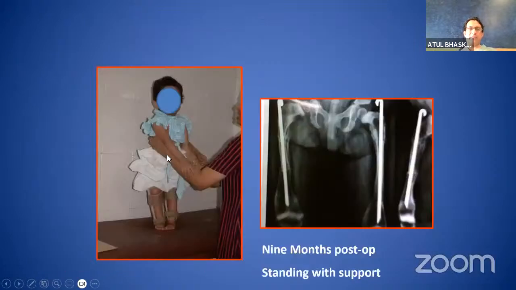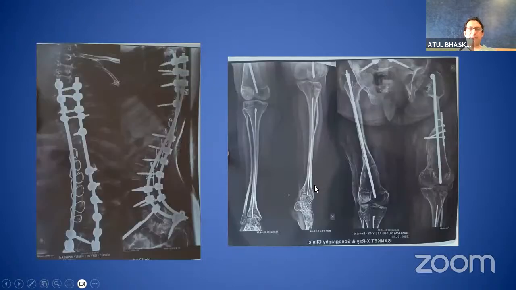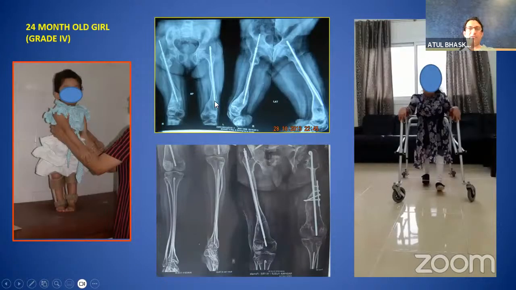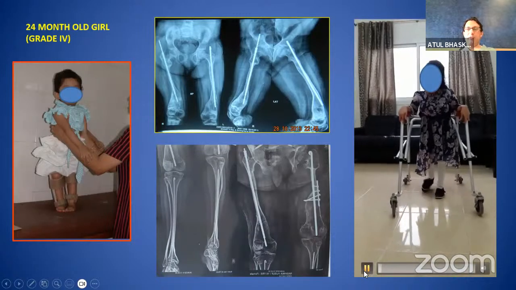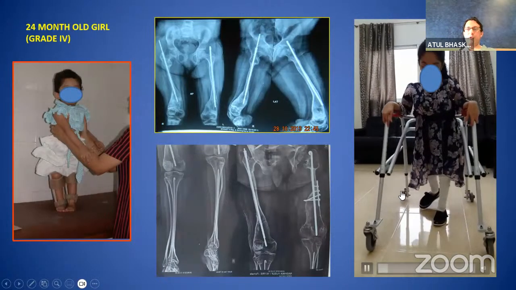This was one of the earliest cases I'd done. She was 9 months, I think she was 1.5 years of age when we did the rodding, because she was getting so many fractures, she just couldn't stand. Subsequently, we did a revision. She had also undergone spine surgeries. Again, she came for follow-up, again revisions, and now she is actually 23, walking with a posterior walker.